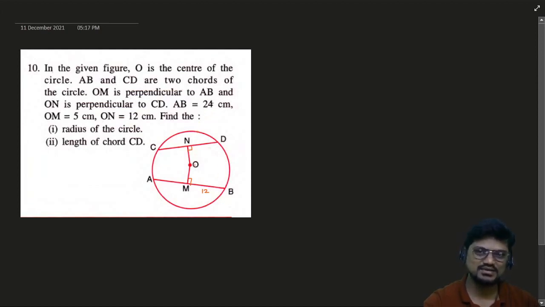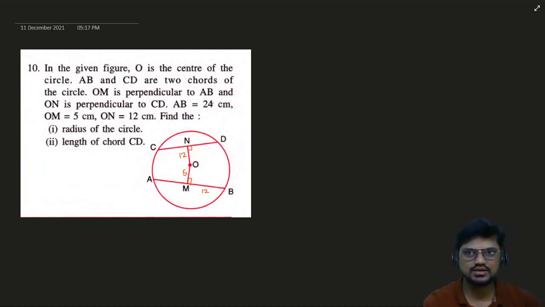And OM is how much? 5. ON is how much? 12. Find the radius of the circle. How will you find the radius of the circle? You can join this once and using Pythagoras, this will be 13. Okay.